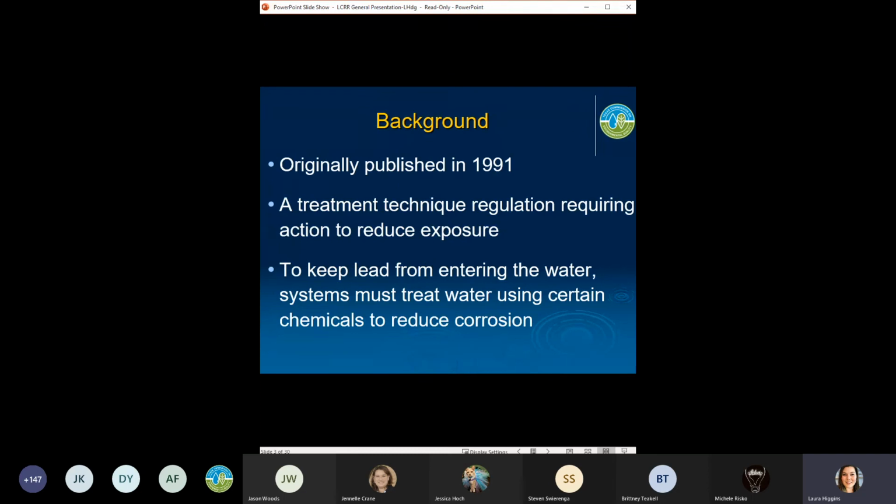So originally published in 1991, the lead and copper rule applies to approximately 68,000 community and non-transient, non-community public water systems serving over 300 million people nationwide. And in Texas, specifically, there are approximately 5,500 public water systems that are subject to the LCR regulation. The lead and copper rule is a treatment technique regulation rather than an MCL, and it requires water systems to take actions to reduce exposure to the extent feasible.